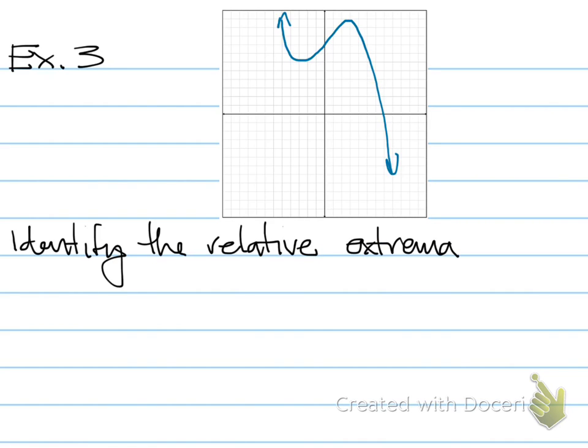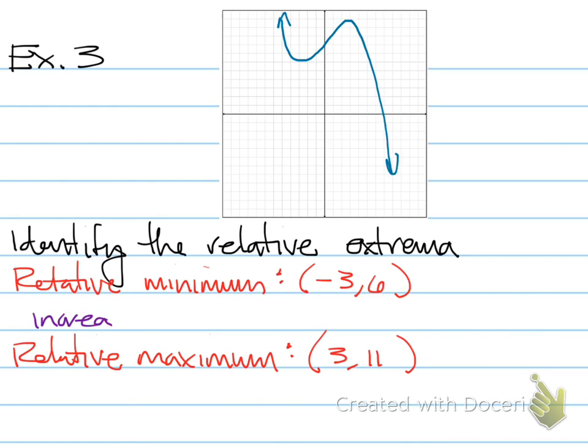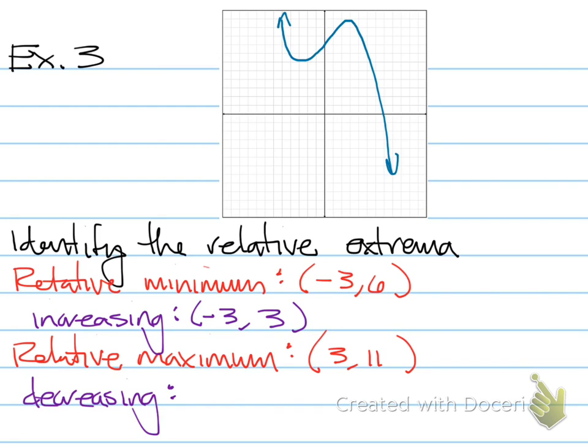And in this last example, we have a relative minimum at -3, 6. We have a relative maximum at 3, 11. The function is increasing from -3 to 3, and it's decreasing from negative infinity to -3, and also from 3 to positive infinity.